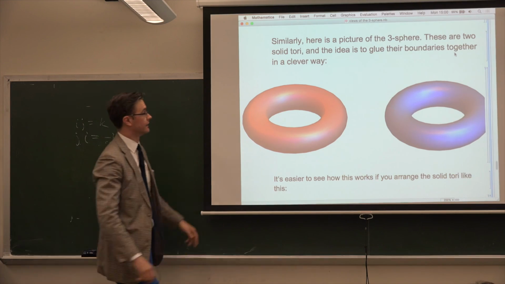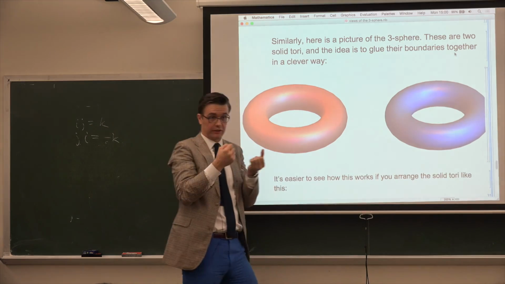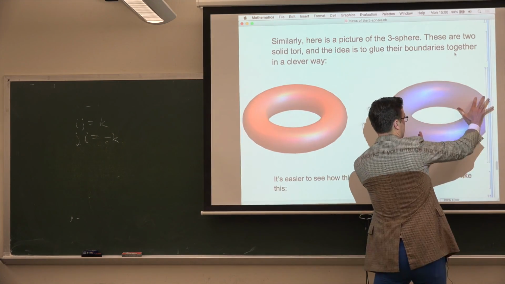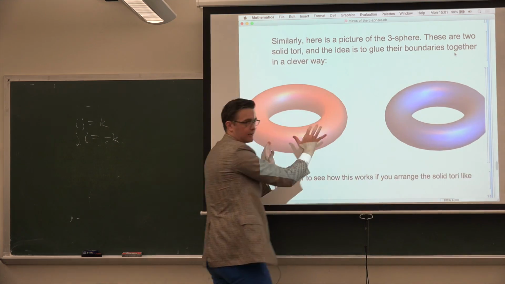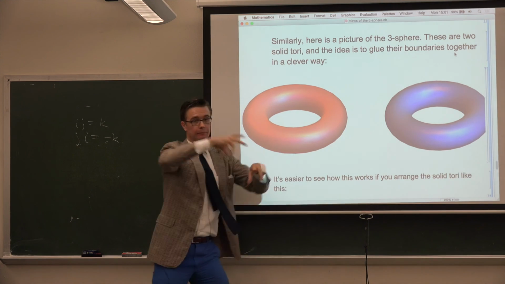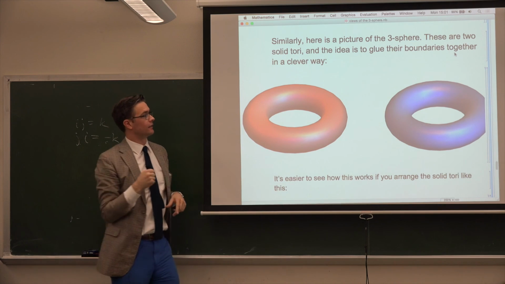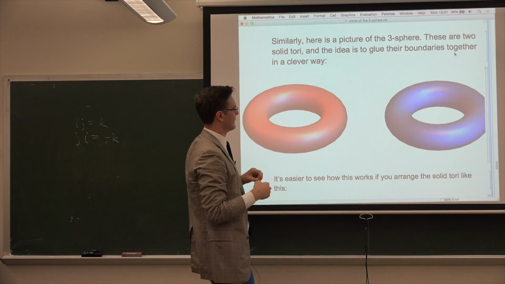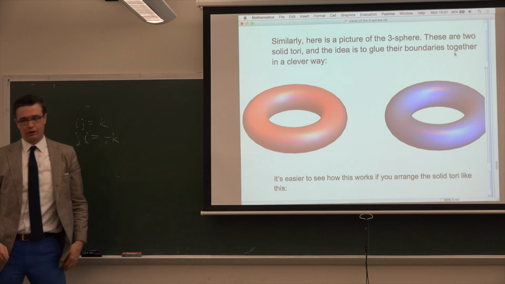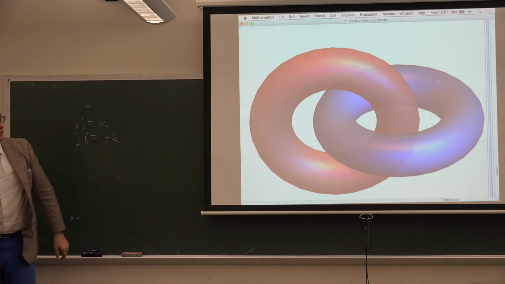And so the idea is that this is a solid torus. This is a solid torus, so just like a solid donut, right? And then somehow you're supposed to glue the boundary of this solid torus to the boundary of this solid torus. And if you do it in just the right way, you're going to get back the hypersphere. And this is a little bit harder to picture because something weird's going on with the hole in the middle, right? So the better way to visualize this is if you draw the picture like this.